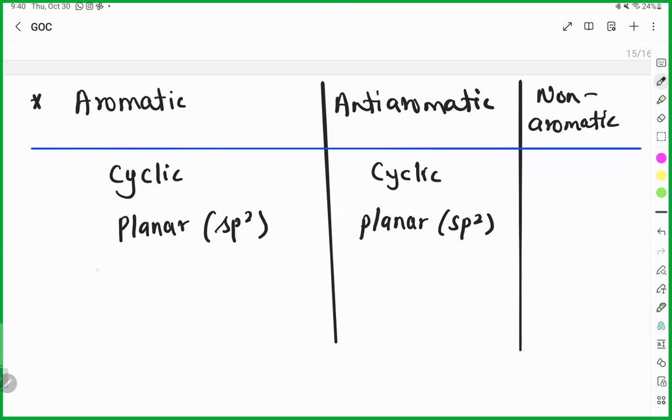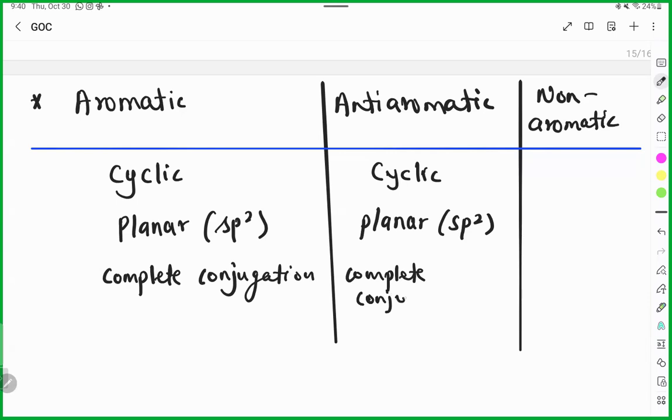Here you should have complete conjugation, meaning resonance. Here same thing, complete conjugation. But in anti-aromatic, everything should be in the conjugation form, but in non-aromatic, anything is possible.